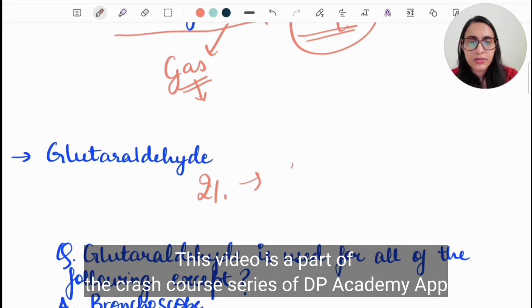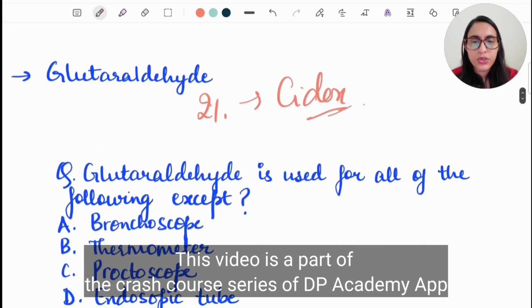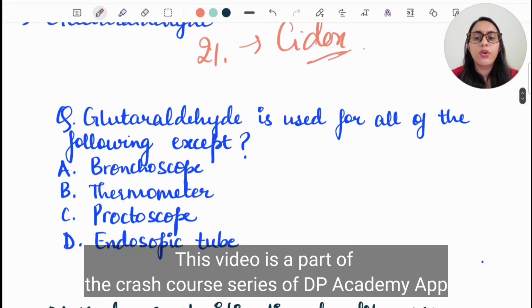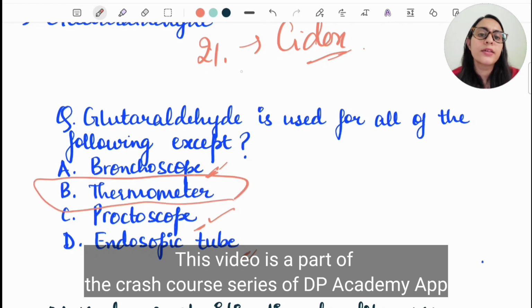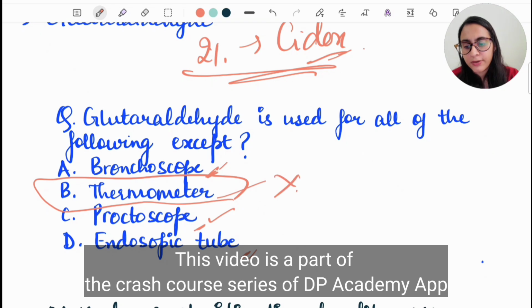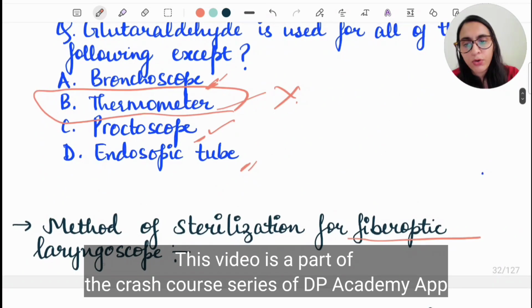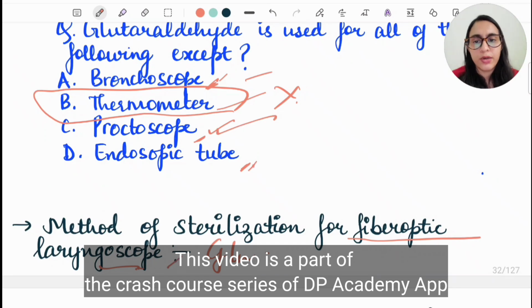Glutaraldehyde 2% is Cidex, which we use. Glutaraldehyde is used for the bronchoscope, proctoscope for anal examination, and endoscopic tubes. It is not used for the thermometer. The best method of sterilization for a fiber optic laryngoscope is glutaraldehyde. As I told you, glutaraldehyde is used for all the things that go inside, be it a bronchoscope, laryngoscope, proctoscope or endoscope. All the scopes, we use glutaraldehyde.